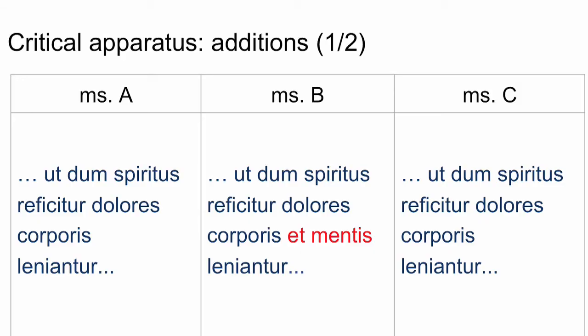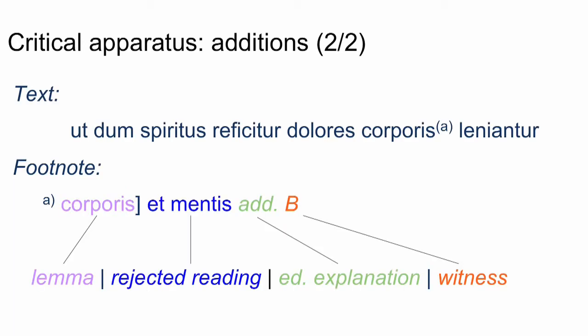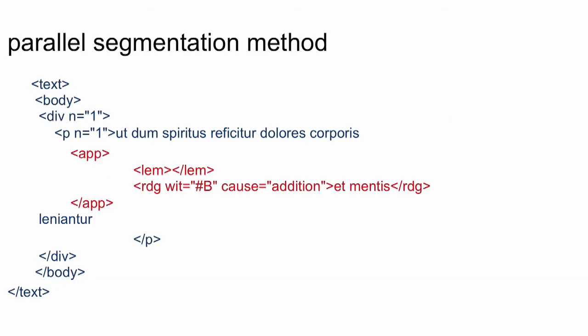Another example, an addition. So here, let's say that manuscript B adds et mentis just after corporis. So this is how you'd represent that in a print apparatus. And this is how you would represent that in TEI. So this time it is the lemma that is empty, and the reading for B, which contains something where the lemma has nothing, which is the case for additions.